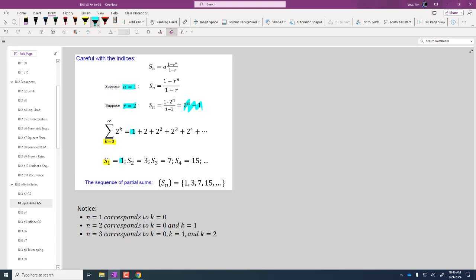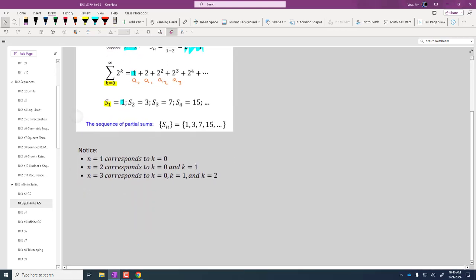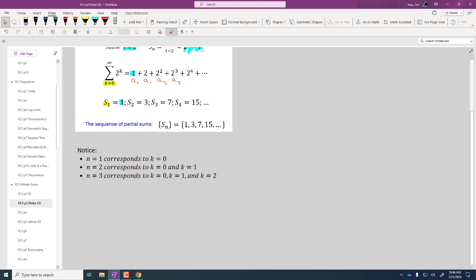So the sum of the first 4 terms, this is going to be an A sub 0 in here, and then an A sub 1, and then an A sub 2, and then an A sub 3. So A sub 3 is going to be the last term in S sub 4. You just have to remember that. Other than that, it's fairly straightforward. Okay, so that's just reiterating that be careful thing.